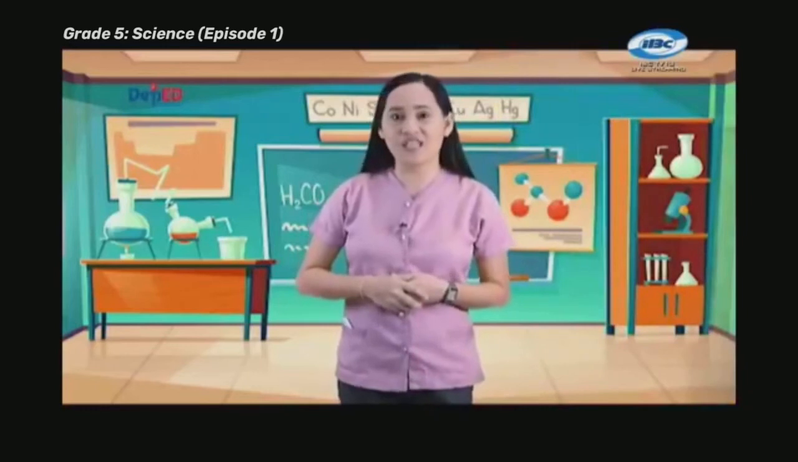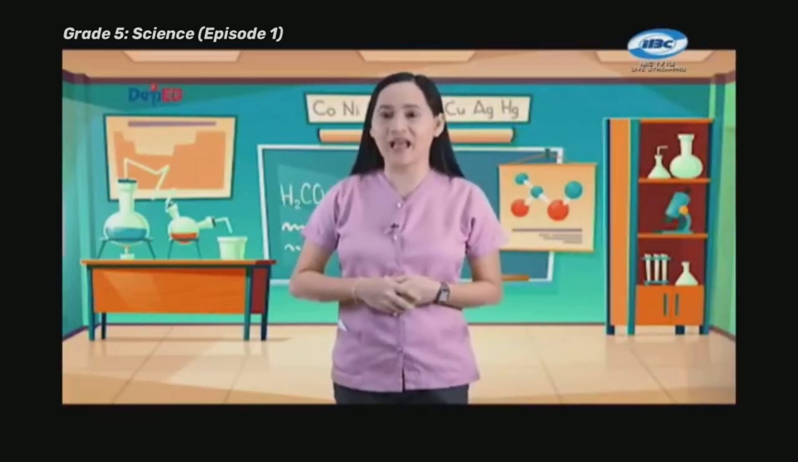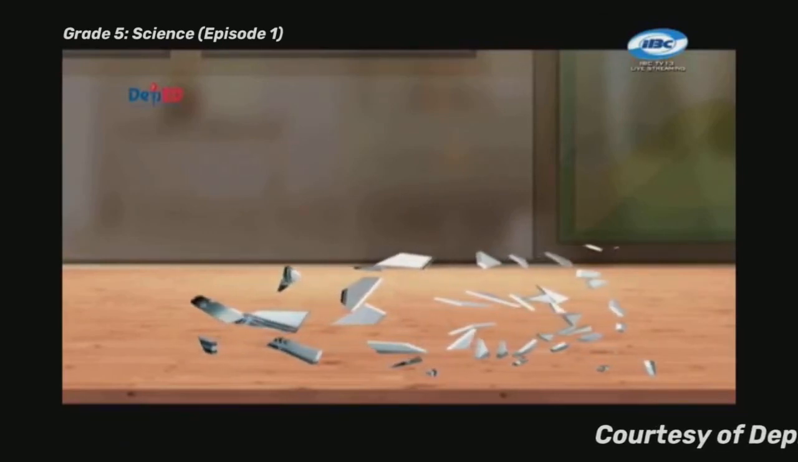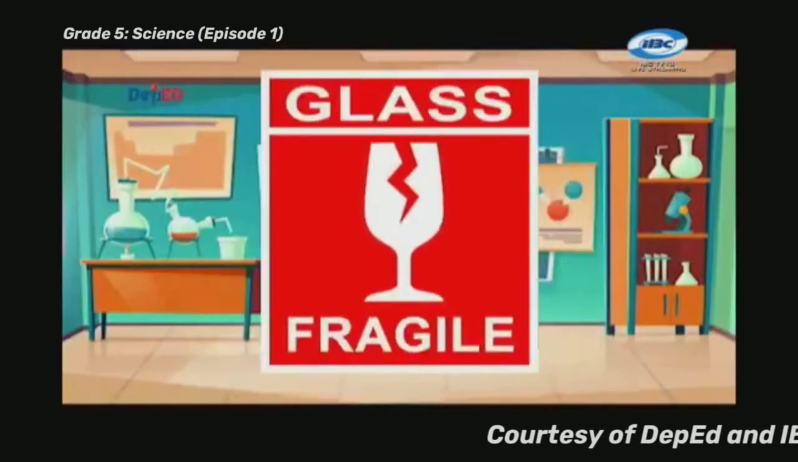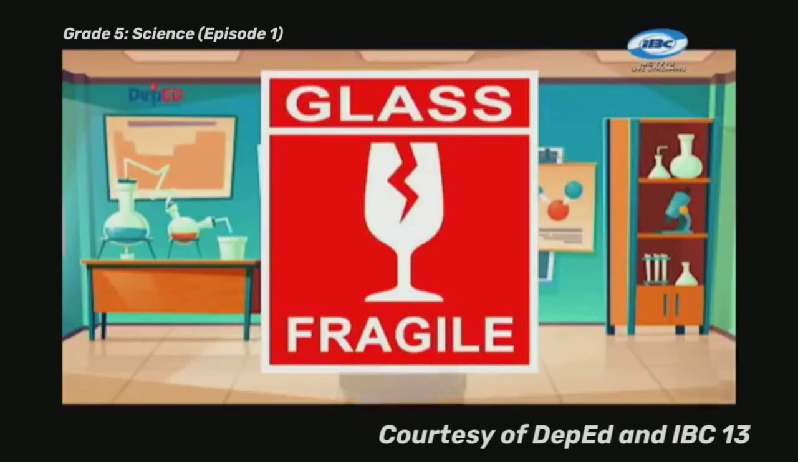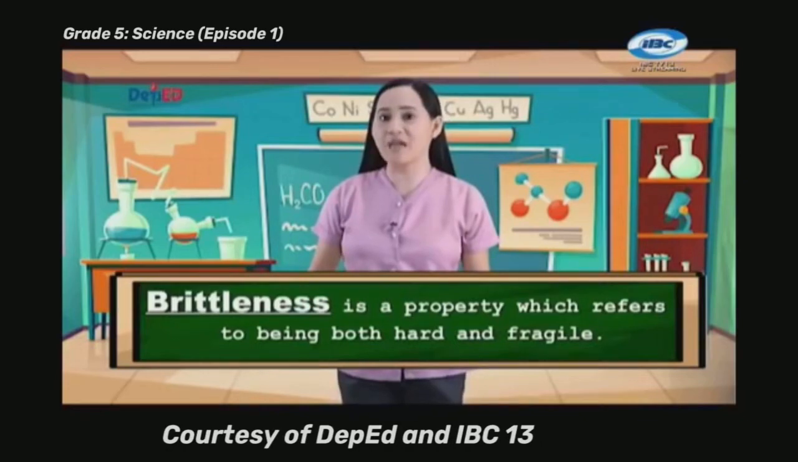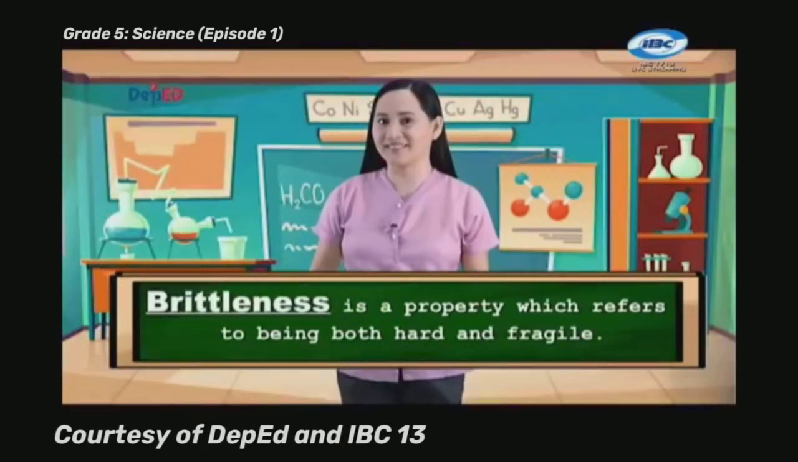Unlike plastic, which easily deforms when heated, glass is hard and can resist deformation. However, unlike metal, which does not break easily, glass is fragile. Brittleness is a property which refers to being both hard and fragile.